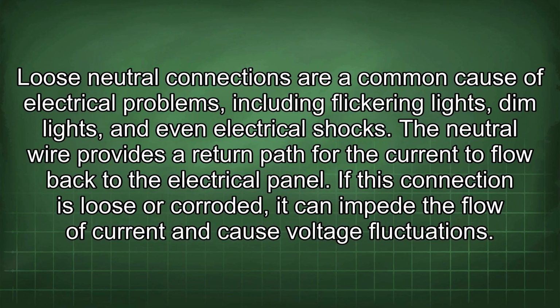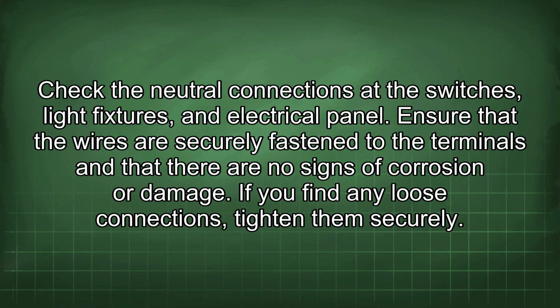Loose neutral connections are a common cause of electrical problems, including flickering lights, dim lights, and even electrical shocks. The neutral wire provides a return path for the current to flow back to the electrical panel. If this connection is loose or corroded, it can impede the flow of current and cause voltage fluctuations. Check the neutral connections at the switches, light fixtures, and electrical panel. Ensure that the wires are securely fastened to the terminals and that there are no signs of corrosion or damage.